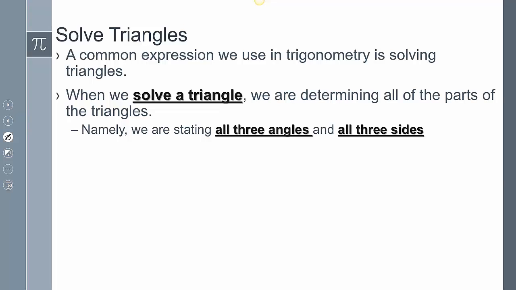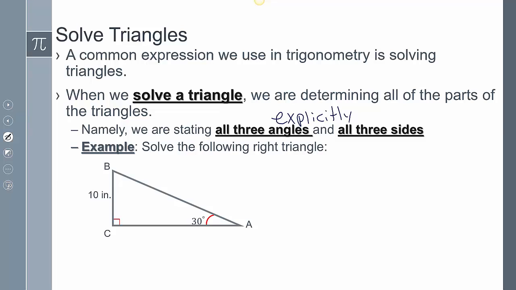I'm going to say that again. We have to explicitly state all three angles and all three sides. So for here, in this 30, 60, 90 triangle, even though I label everything here and I say this is 30, 60, that's 90 degrees. If that's t, this is 2t, and this is going to be t root 3. That's not the answer. I am not done. I have not explicitly stated all three angles and all three sides.